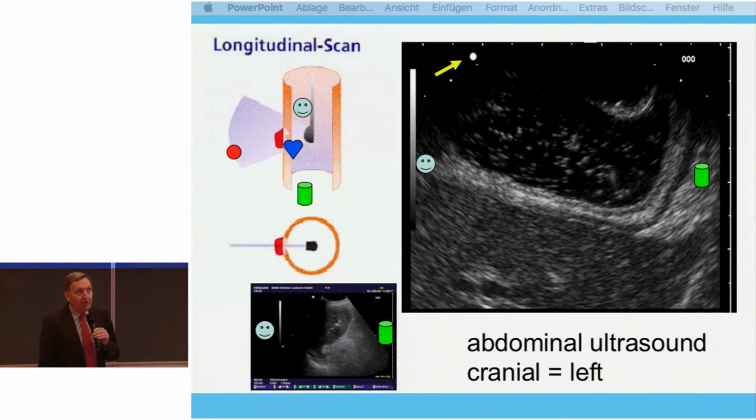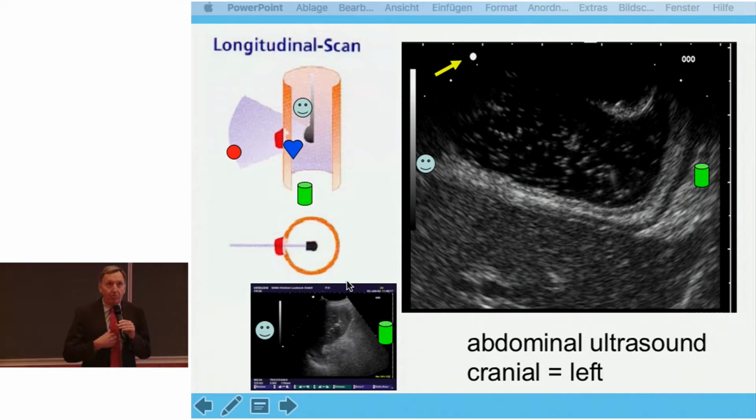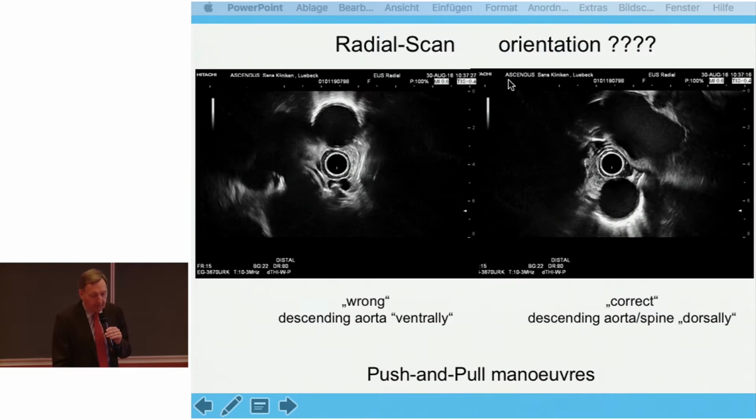There's still a matter of debate. How is the orientation in longitudinal US? Is cranial on the left side or is cranial on the right side? So we use the orientation like in abdominal ultrasound. If you make a longitudinal section through abdominal ultrasound, you have cranial on the left side, and we use it in the US image as well. So in the following part you will see the direction left is cranial in longitudinal US.